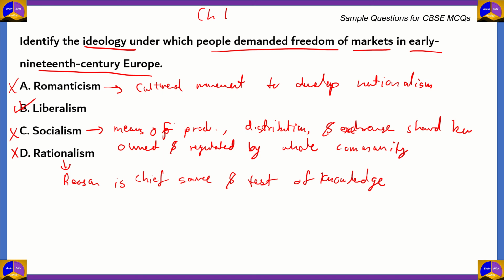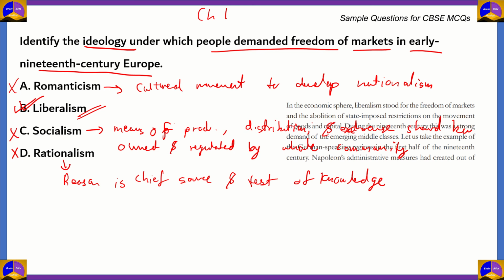The correct option is B, liberalism. So liberalism is to free people from the shackles of the aristocrats, and under this ideology, people demanded freedom in markets as well as economics and trades in the early 19th century. So option B, liberalism, is the correct answer.